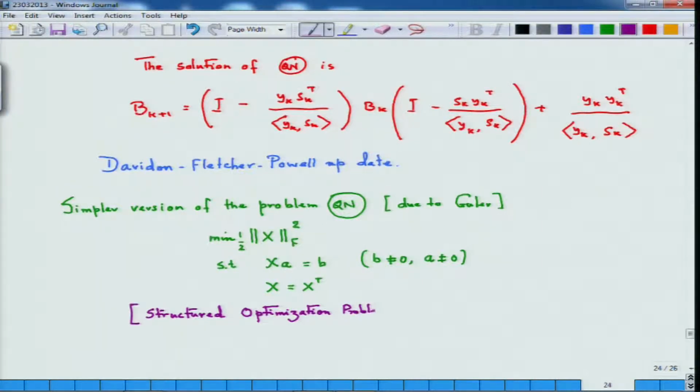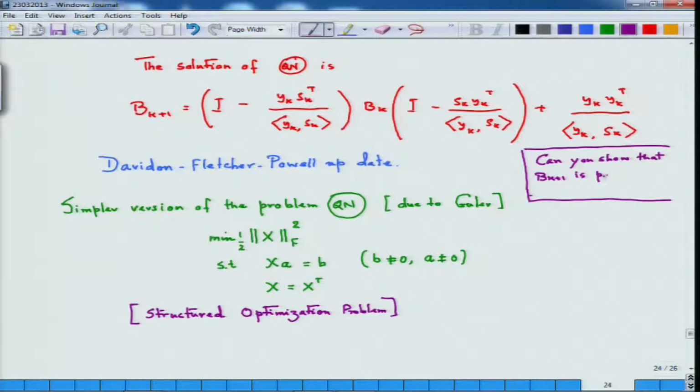In fact, I have a query to give you. Here, as a homework, can you show that B k plus 1 is positive definite if B k is so? So, take this as a homework.